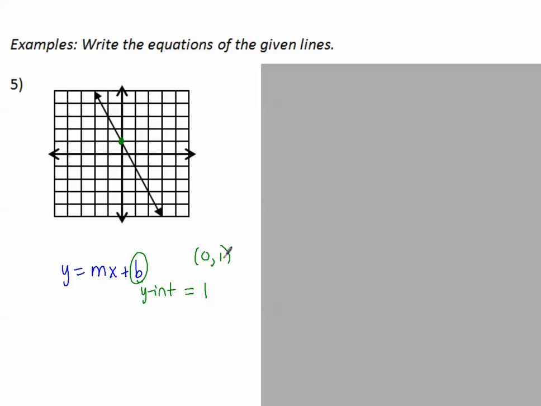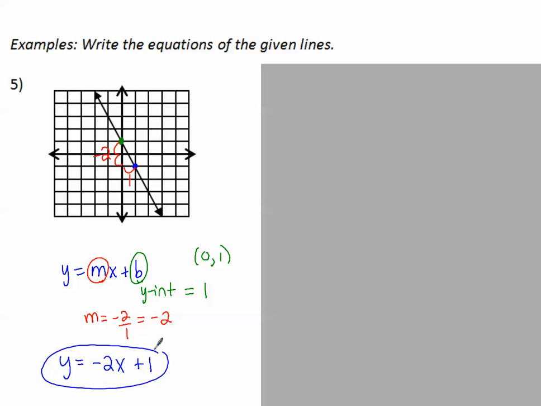From there, I want to find another point on the line. Here's another point, and I can use that point to count the slope, because remember, I need the slope. So the slope from left to right, negative 2 and over 1. So negative 2 over 1, which can be simply written as negative 2. Now I can write my equation, y equals negative 2x plus 1. That wasn't too bad, right?